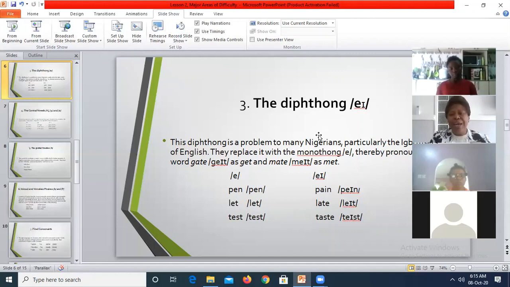Unfortunately, many Nigerian learners of English, especially the Igbo learners, will realize this diphthong as a short vowel, instead of having that glide. For instance, instead of saying eight, E-I-G-H-T, this diphthong is in that word, and it is pronounced eight. You will hear the Igbo learner of English say et, et. No, that pronunciation is wrong. Now let us practice a few examples.